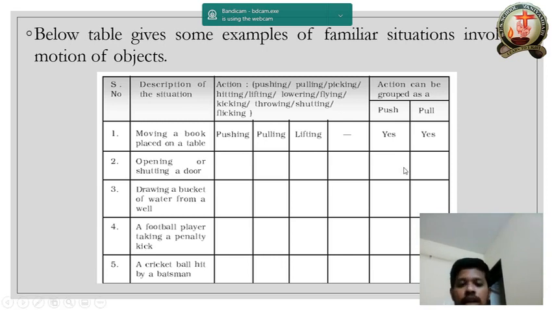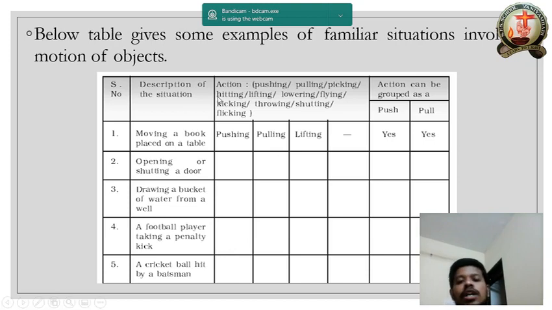So here what type of action is being applied? Pull alone is applied. There is no push here, so you should write no in place of push, and in place of pull you should write yes. So like this, the fourth situation, a football player is taking a penalty kick. So penalty kick means what? A footballer will definitely try to hit the goal.